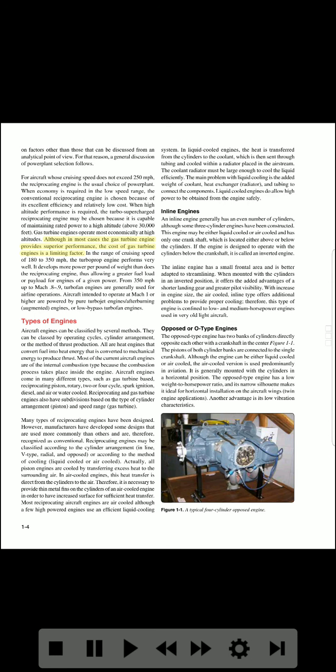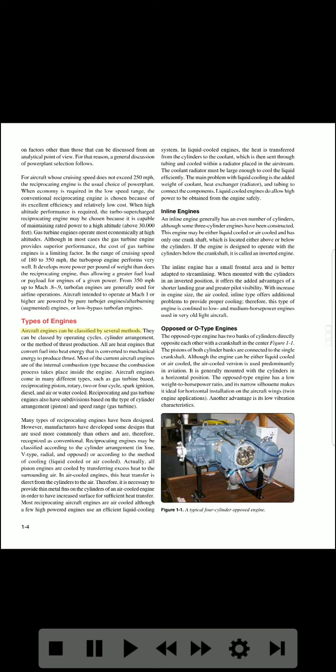Although in most cases the gas turbine engine provides superior performance, the cost of gas turbine engines is a limiting factor. In the range of cruising speed of 180 to 350 miles per hour, the turboprop engine performs very well. It develops more power per pound of weight than does the reciprocating engine, thus allowing a greater fuel load or payload for engines of a given power. From 350 miles per hour up to Mach 0.8-0.9, turbofan engines are generally used for airline operations. Aircraft intended to operate at Mach 1 or higher are powered by pure turbojet engines, afterburning, augmented engines, or low bypass turbofan engines. Types of engines.